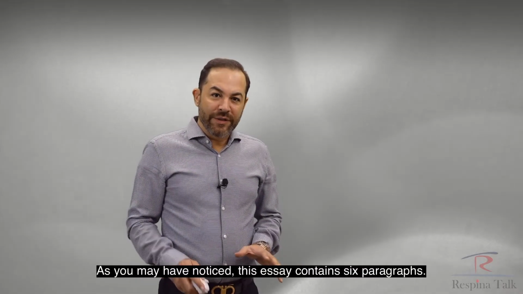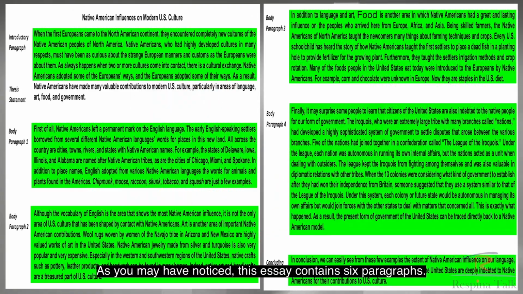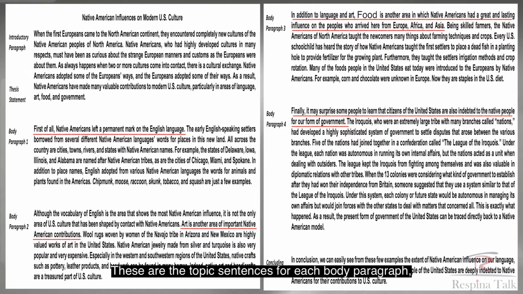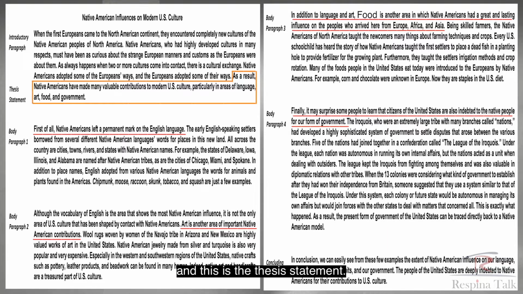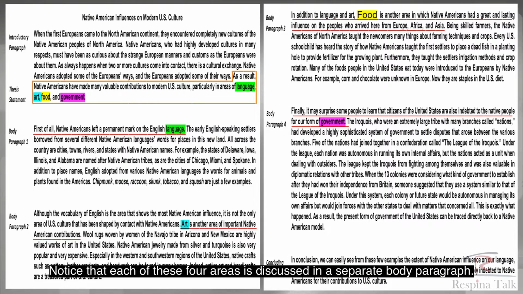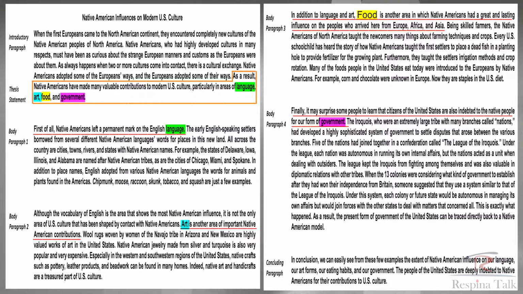As you may have noticed, this essay contains 6 paragraphs. These 4 paragraphs are in the body. These are the topic sentences for each body paragraph. And this is the thesis statement. The thesis statement says the Native Americans have made contributions to the U.S. culture in 4 areas of language, art, food, and government. Notice that each of these 4 areas is discussed in a separate body paragraph.